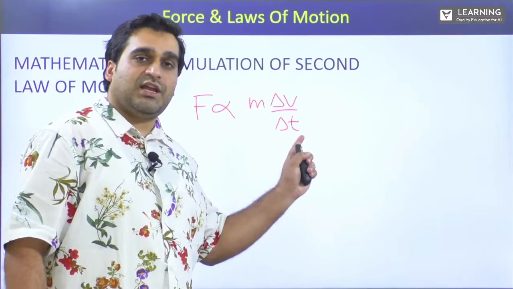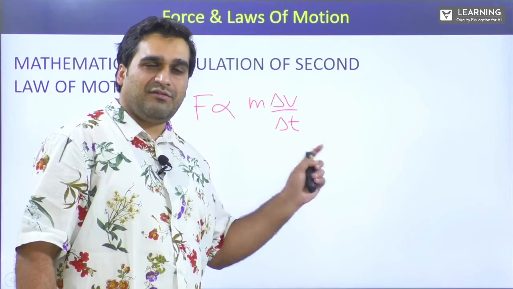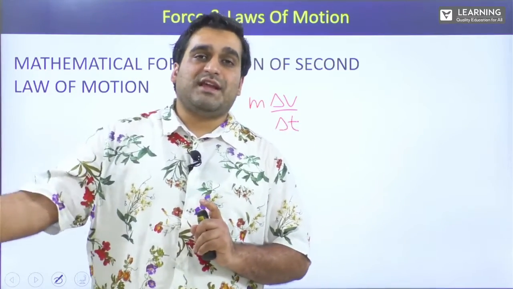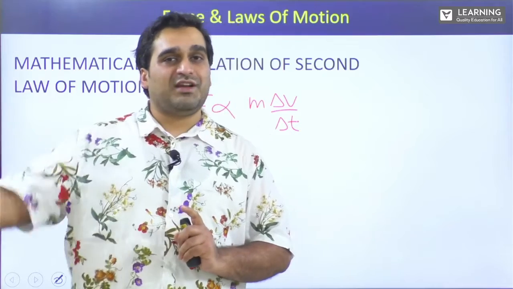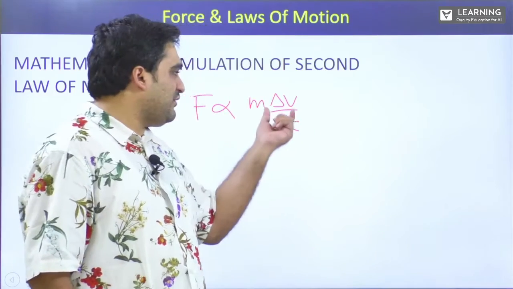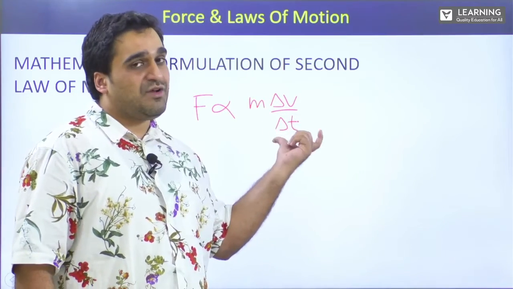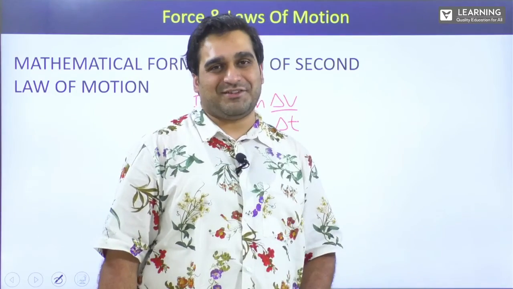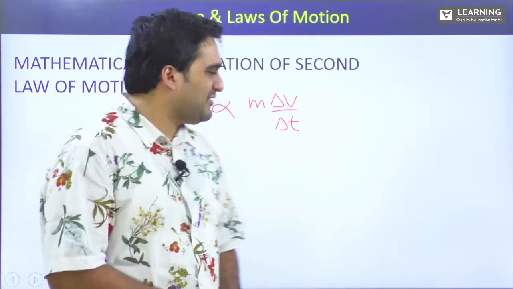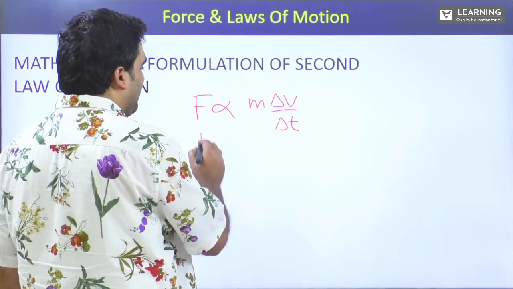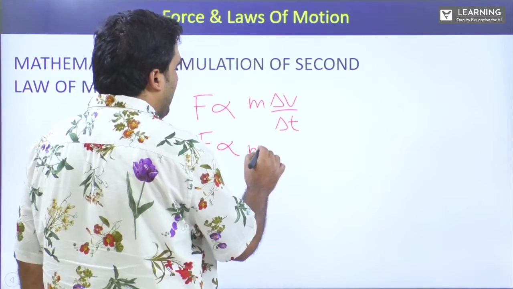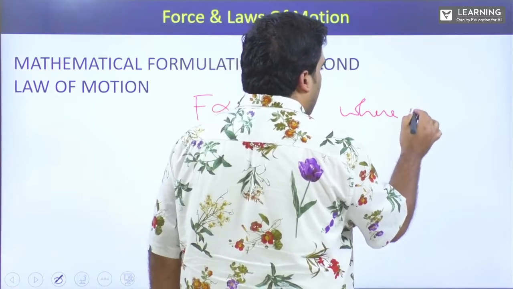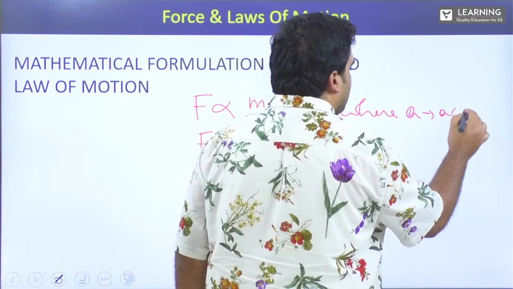Rate of change in velocity. Where have you understood this? In the previous chapter, motion in a plane or motion in a straight line, there we have learned the rate of change in velocity or the change in velocity with respect to time is called acceleration. Yes? So F, that is directly proportional to m times a, where a is called acceleration.